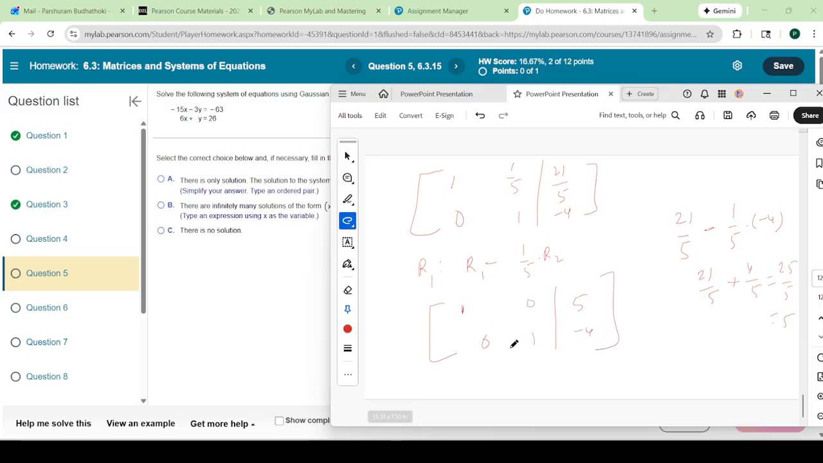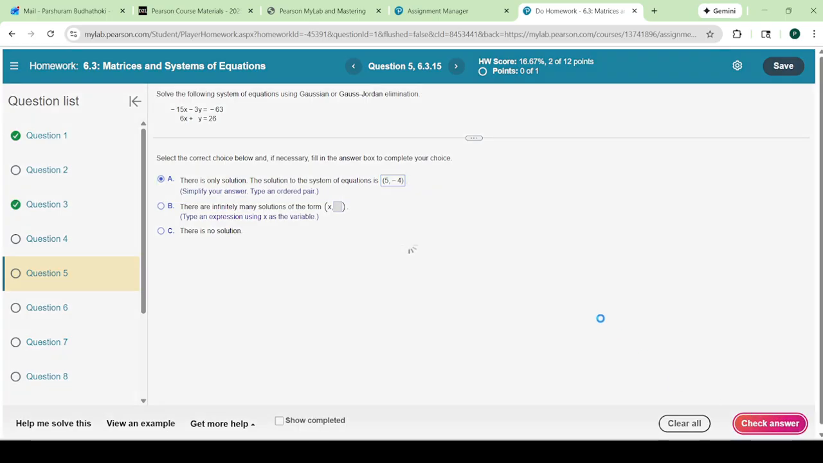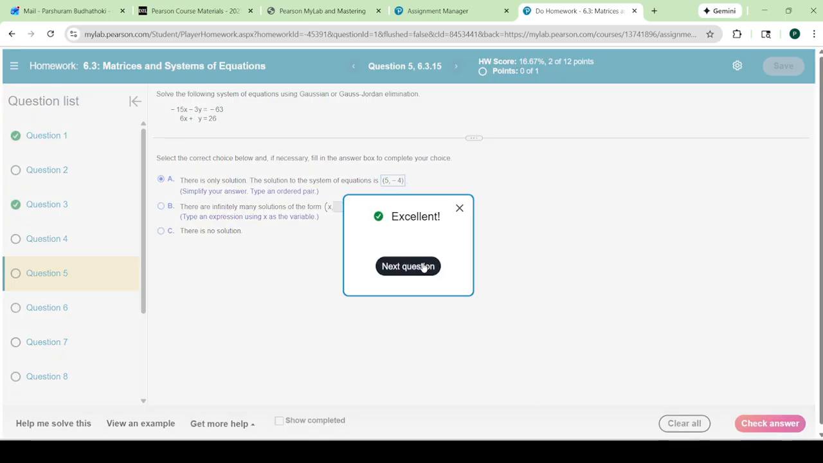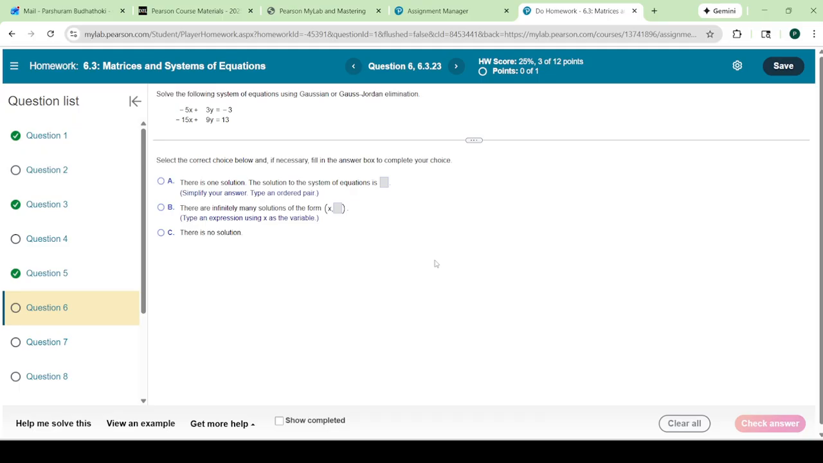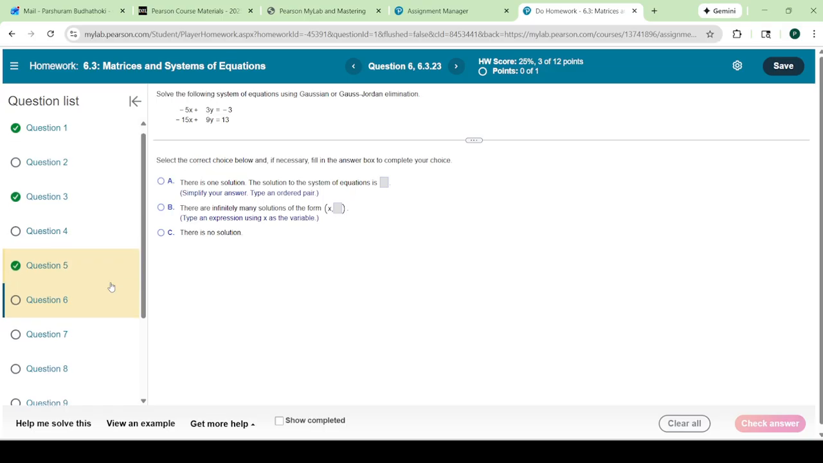From here, if you convert this augmented matrix into the equation form, from the second equation y is negative 4, and from the first equation x is positive 5. So 5, negative 4 is the answer. There is only one solution, and that is 5, negative 4, and that's what we found using the Gauss elimination process. We can use the same thing here.